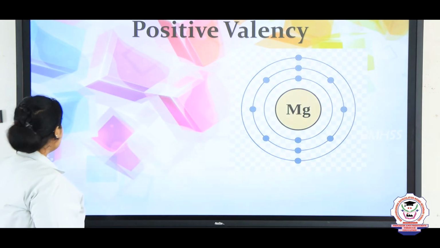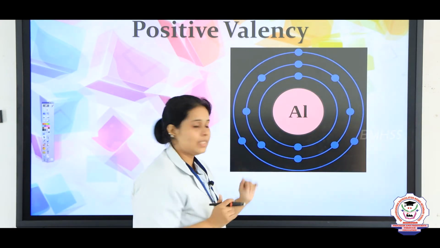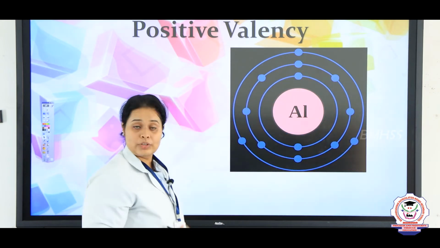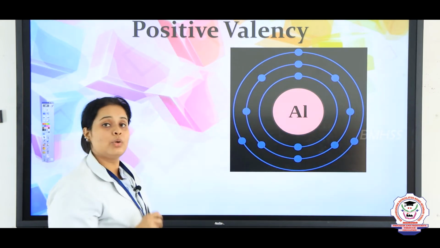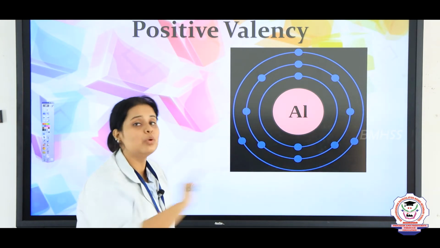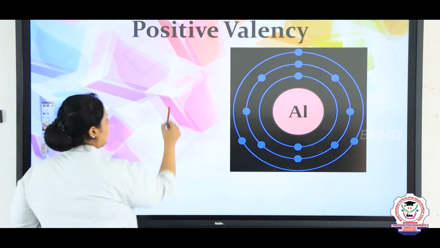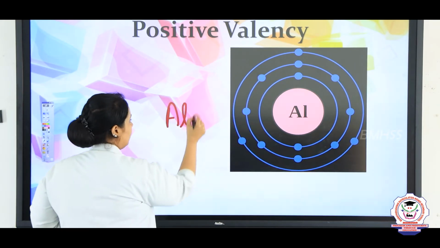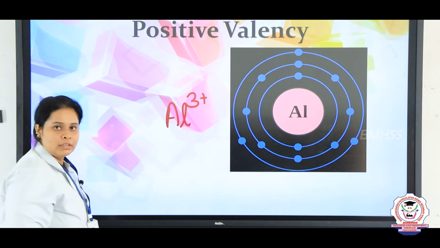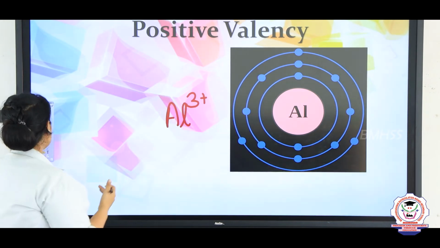Yes. And the last one is aluminium. Children, in aluminium you can see that in the last shell there are 1, 2 and 3 electrons present. When there are 3 electrons, instead of adding electrons, it can easily remove the electrons. So the valency will become Al3 plus. It can remove them, right? And it is known as a trivalent valency.